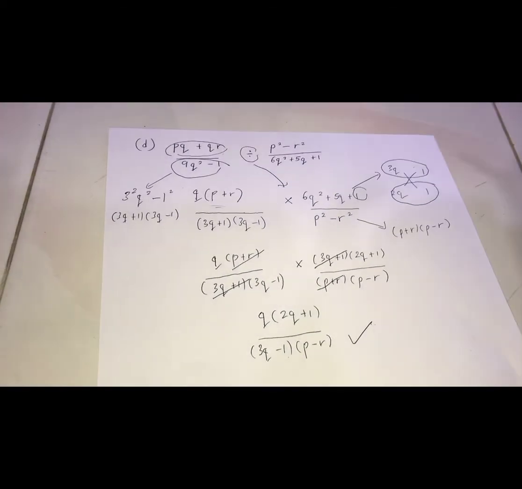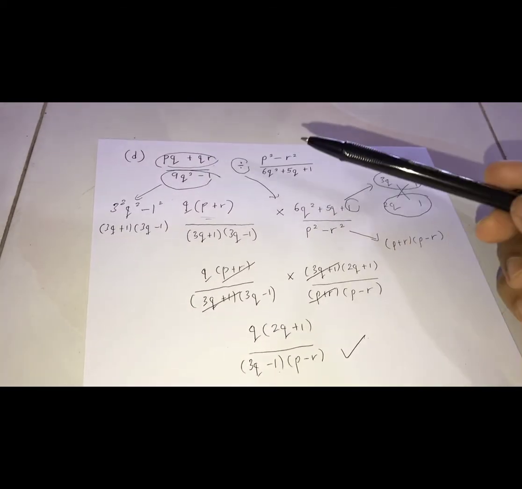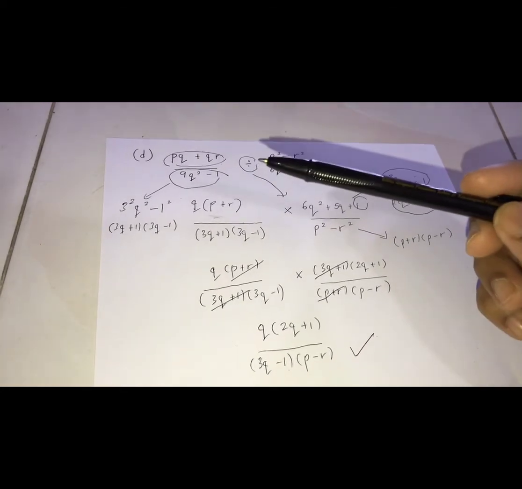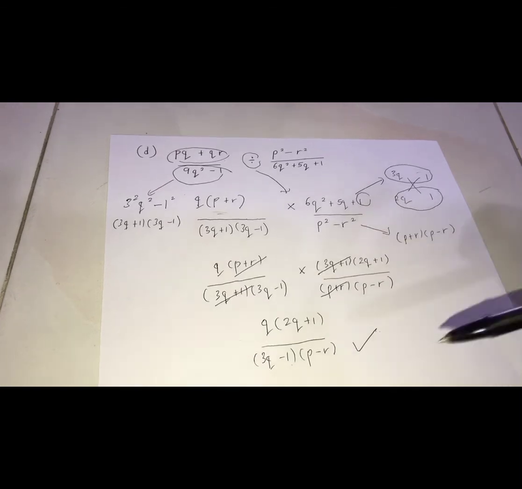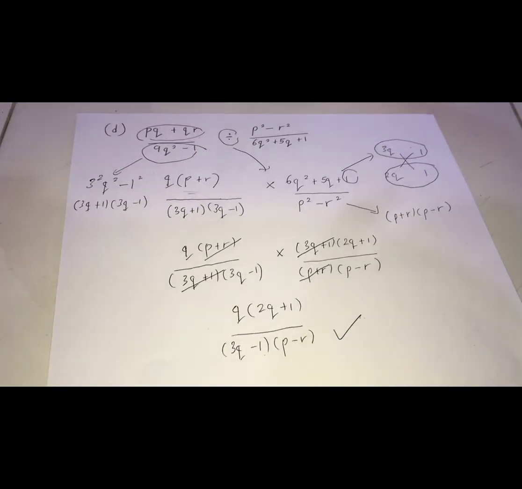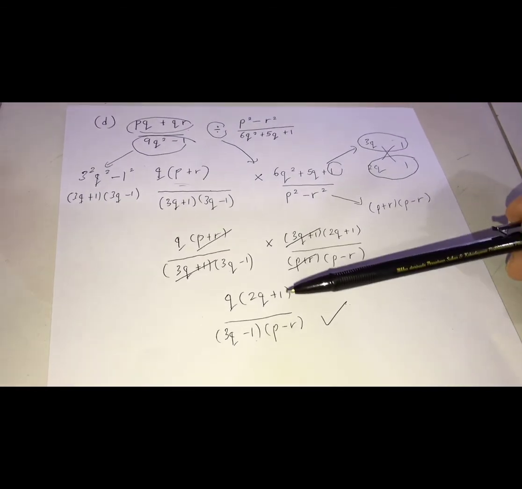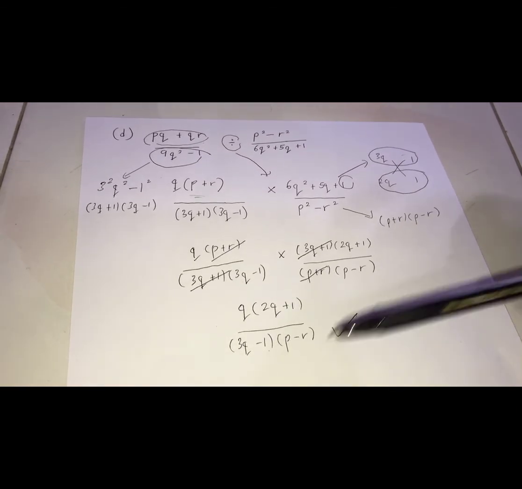Finish. So to solve this question, you have to factorize all the terms, and then divide, change to times, then inverse, and then simplify. Then you will get the final answer: Q(2Q plus 1) over (3Q minus 1)(P minus R).